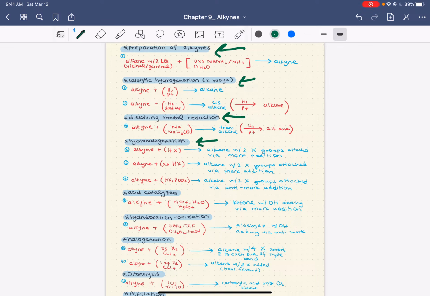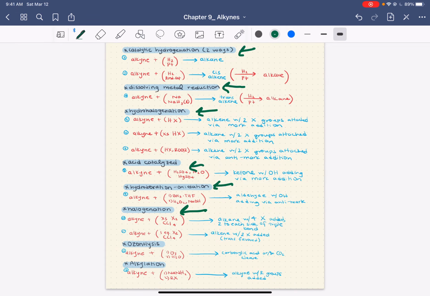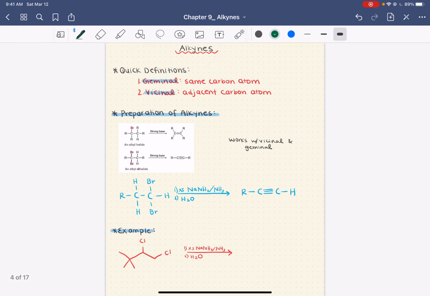We're going to talk about acid-catalyzed hydration, hydroboration-oxidation, which is kind of your base-catalyzed hydration, if you will, halogenation, ozonolysis, and then last but not least, alkylation. This is going to be very easy if you understood chapter 8. It's very similar concepts, but now instead of double bonds, we're talking about triple bonds. We're going to introduce every topic one by one, do a couple of practice problems, and then wrap it all up. So with that, let's get started.